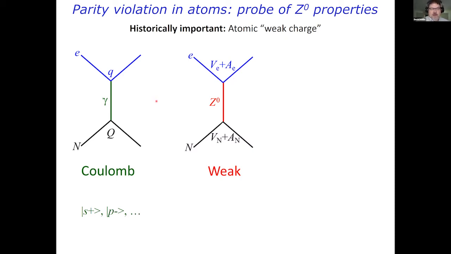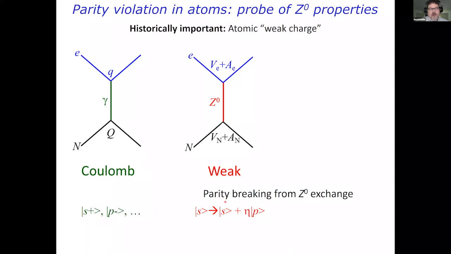And the weak interaction is fundamentally different than the electromagnetic interaction because this Z0 exchange can break parity. And in particular, what this means is an S state is no longer a pure positive parity state, but it turns into mostly an S state, but with a tiny admixture of an odd parity P state. That's the meaning of parity violation in terms of atomic wave functions.